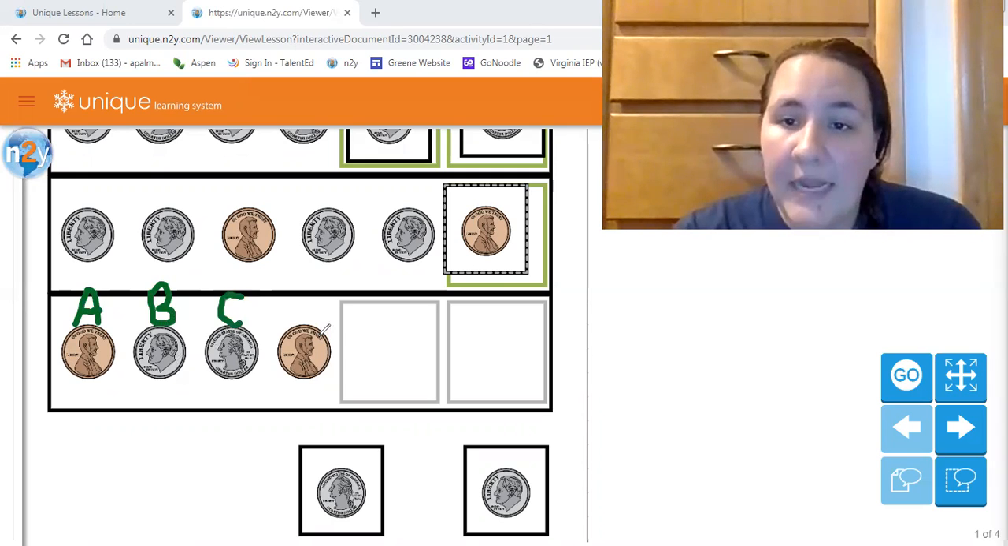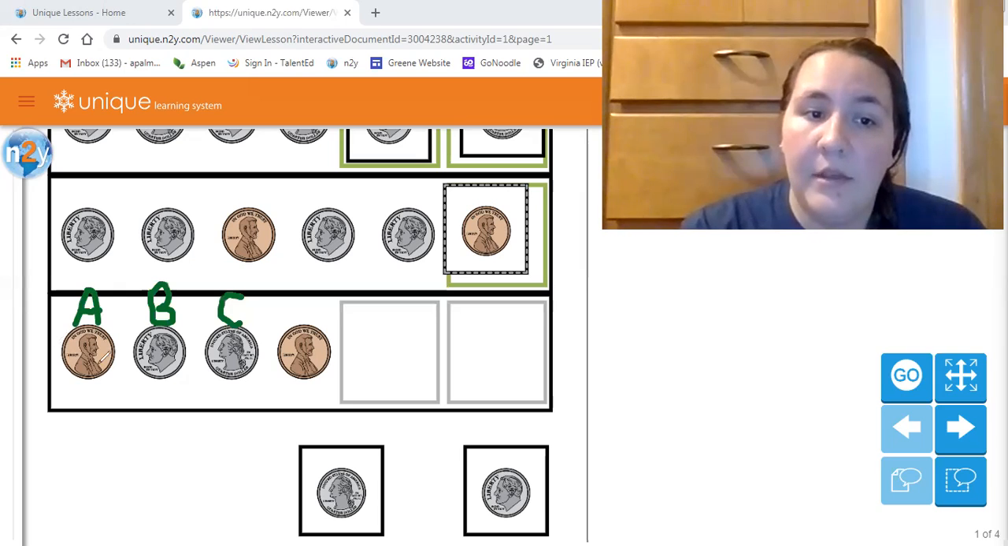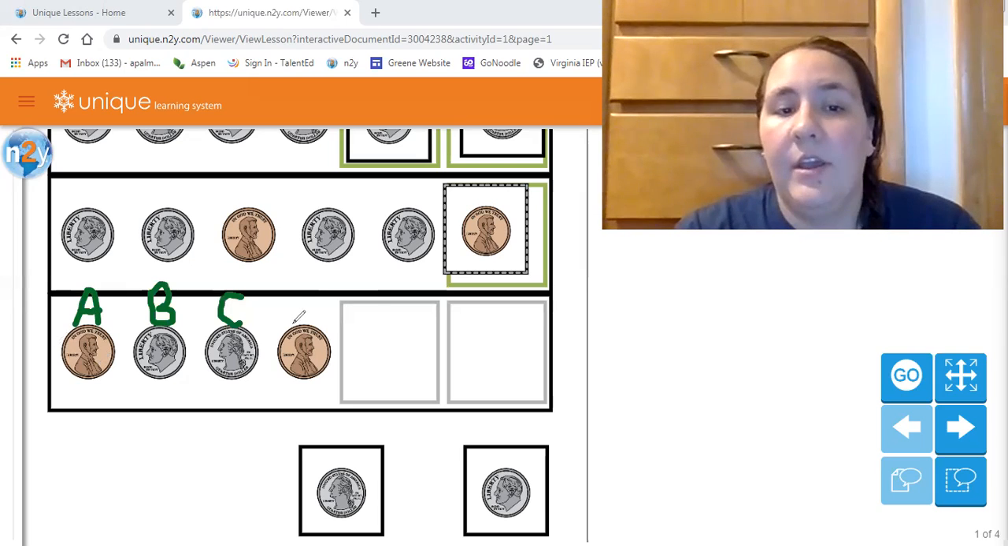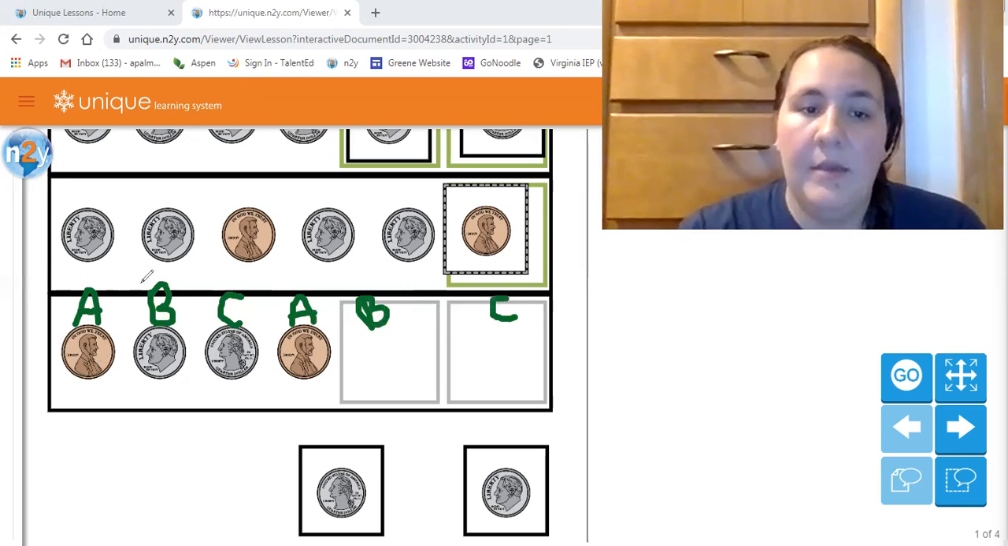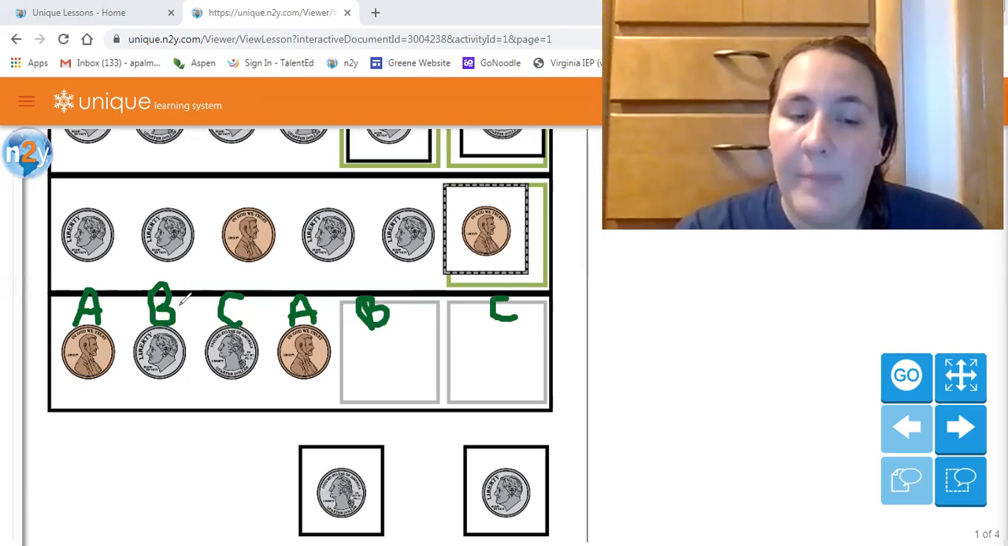And now I have a penny again. So what letter goes with my penny? An A. Very good. So this is what this pattern looks like. A, B, C. A, B, C. Penny, dime, quarter.